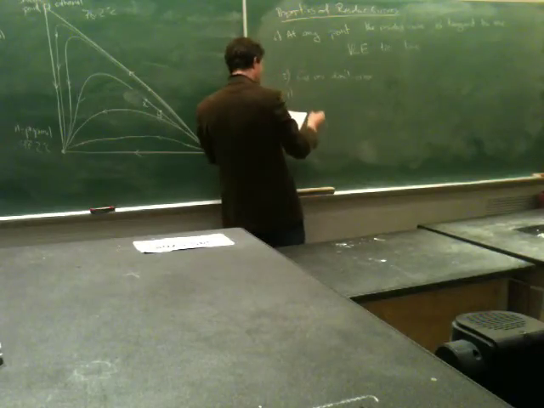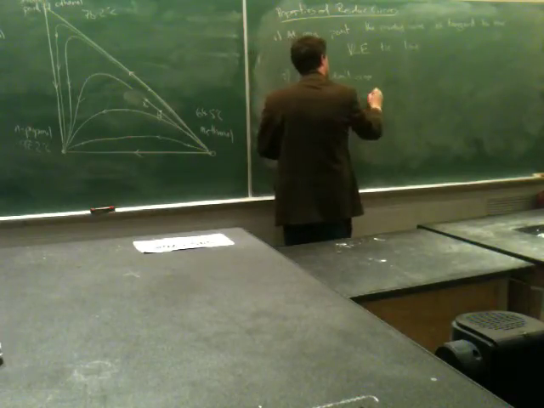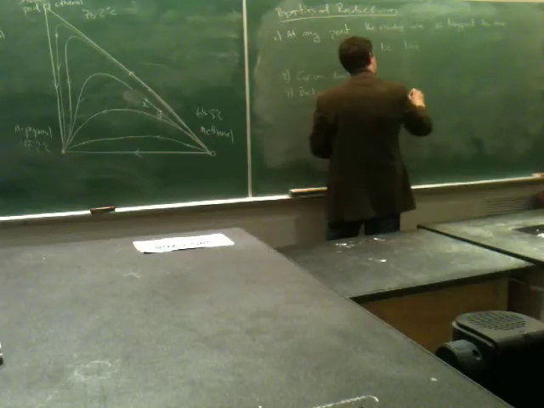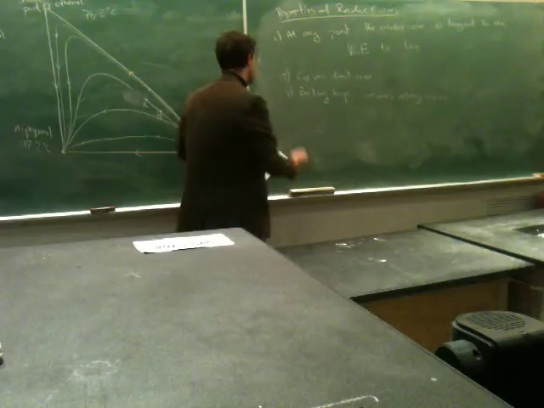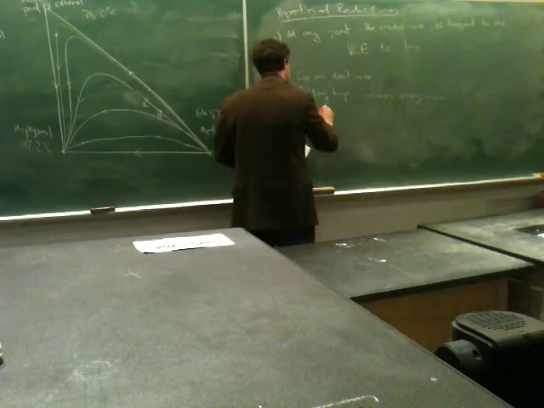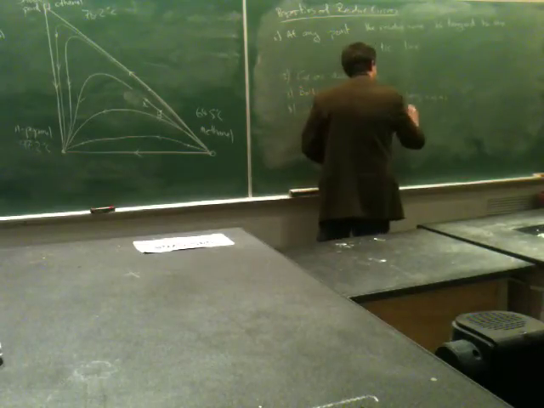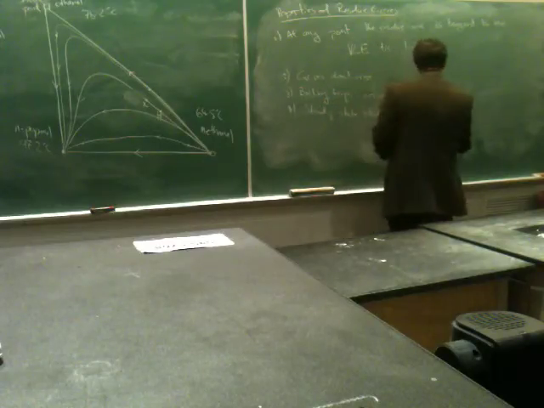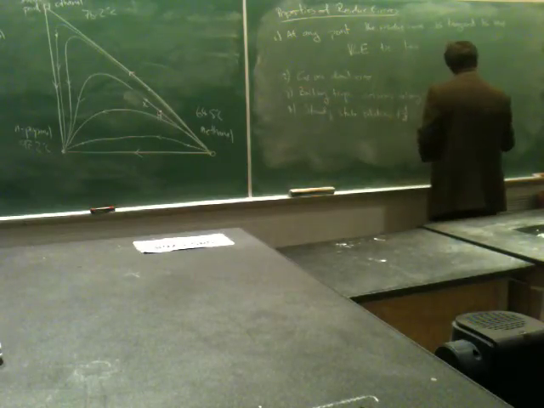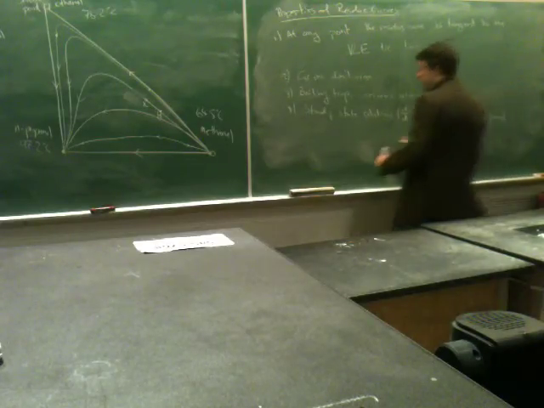Boiling temperature increases along curves. Steady state solutions, what does that mean? D something d xi is equal to 0, occur at pure components and azeotropes.